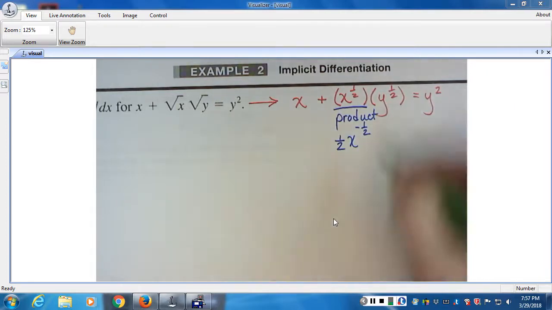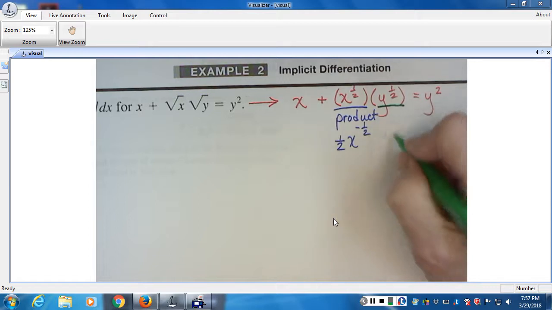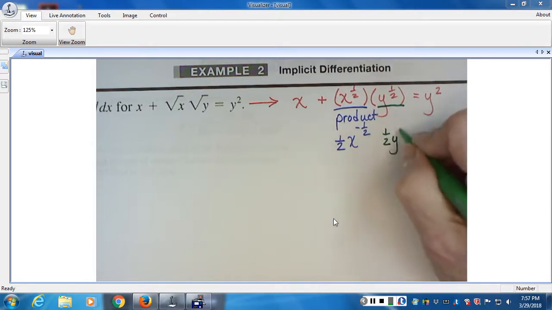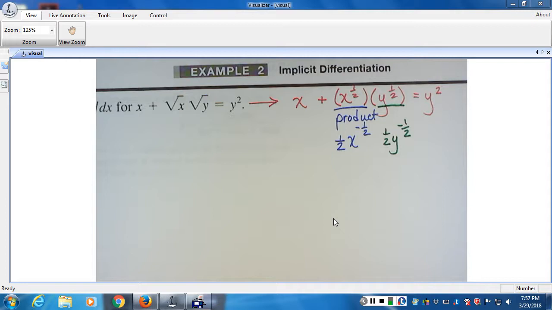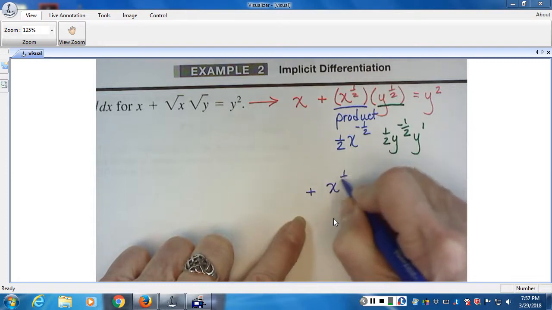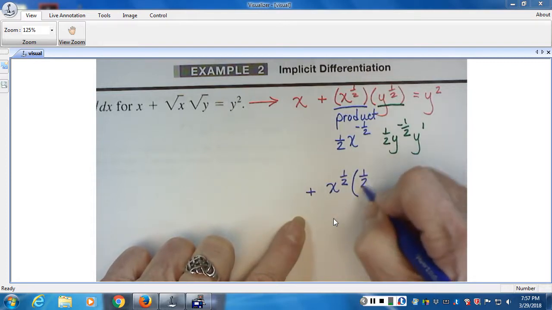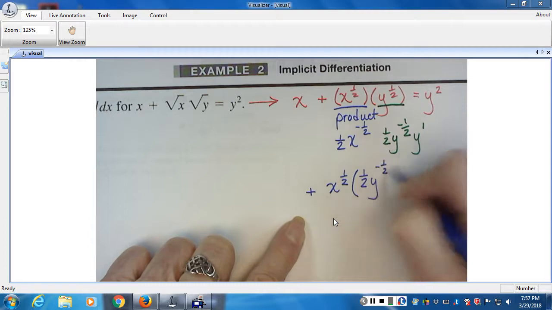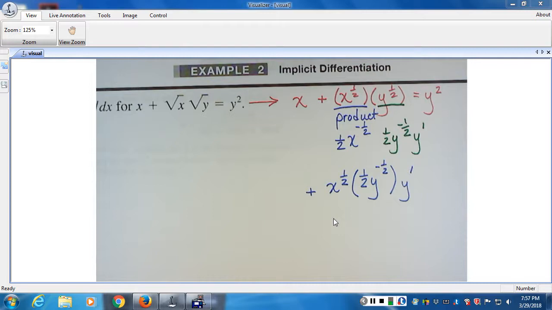But the derivative of y squared is also 1/2 y to the negative 1/2 y prime. Every term that has a y in it, when you take its derivative, you also have to add on y prime, because that's the derivative of y. So my product rule part here is going to be x to the 1/2 times 1/2 y to the negative 1/2 y prime. There's the product rule part.